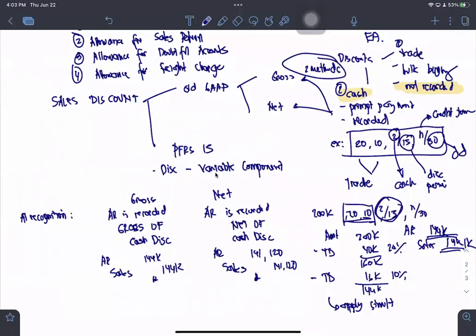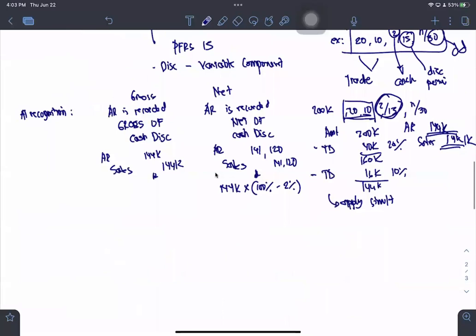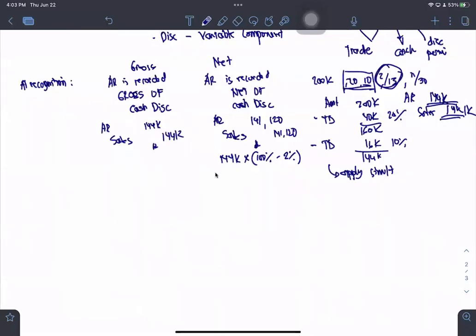What is the effect? As you can see, under your gross, it is already recorded at the full amount, while under net, the discount is removed. So how did we get 141,120? That is 144,000 multiplied by 100% less the discount of 2%. So 144,000 multiplied by 98%, or 141,120 at the time of recognition. Next, at the time of taking the discount, under gross, discount is recorded. Under net, discount is not recorded. Why? Because it is already recorded at net initially.